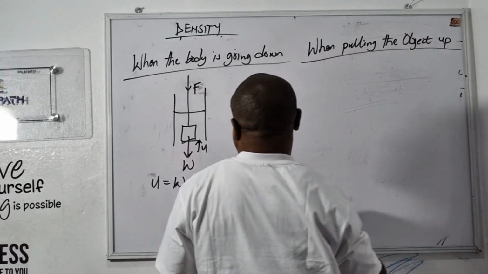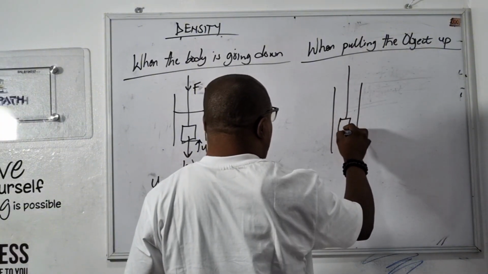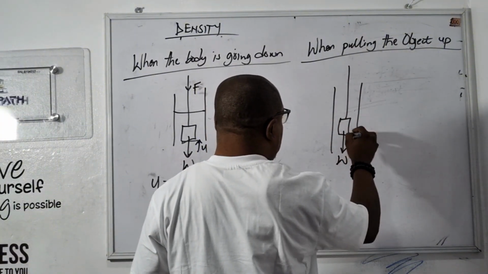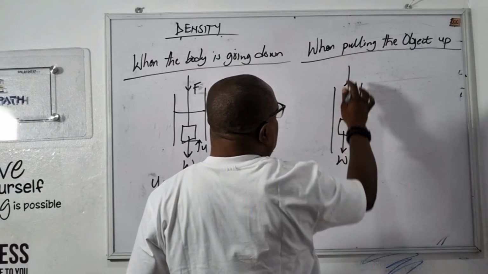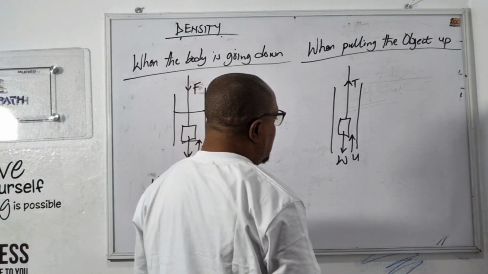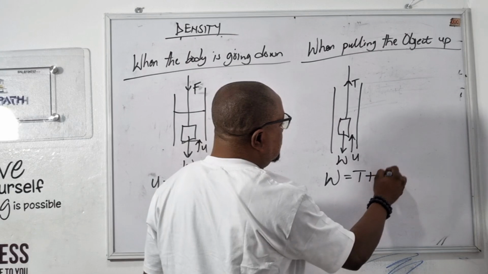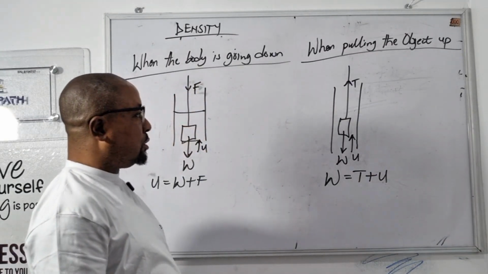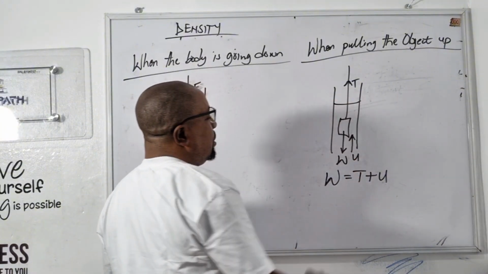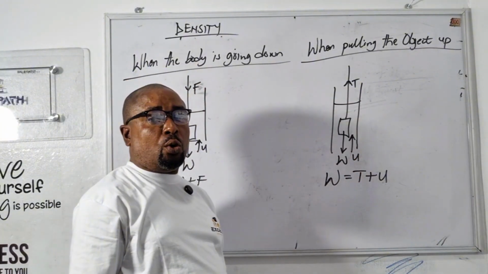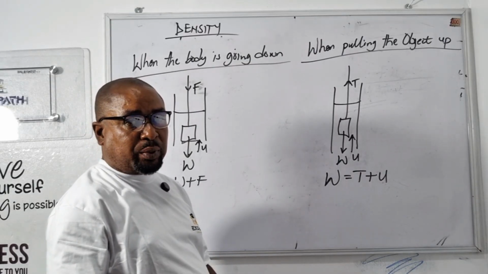When pulling the object up, the same diagram, our weight will always act that way, upthrust will always act that way. But this time around, we have a force that is going to tension this whole thing, calm down, as tension. Now look at it: weight is equal to the tension plus upthrust. This is another equation that we will need to hold because please let's remember these equations. They are very, very important.